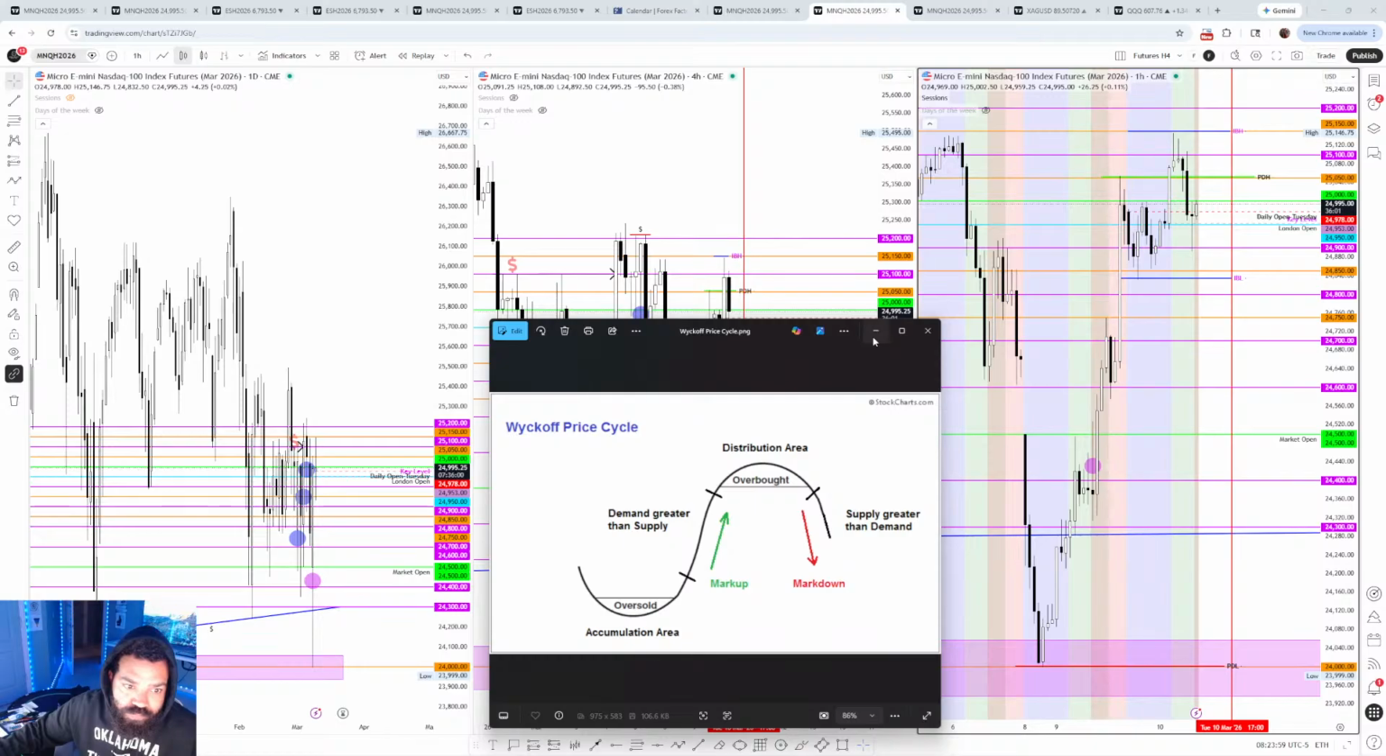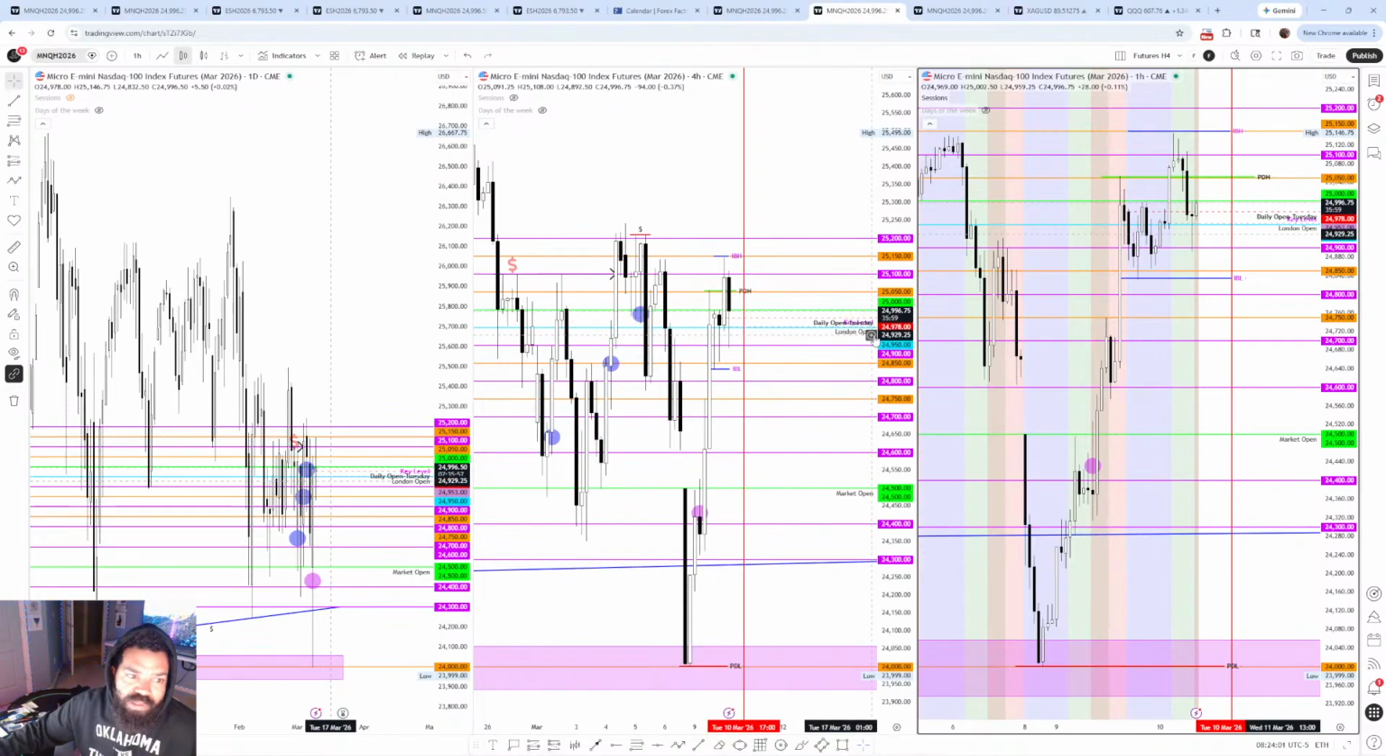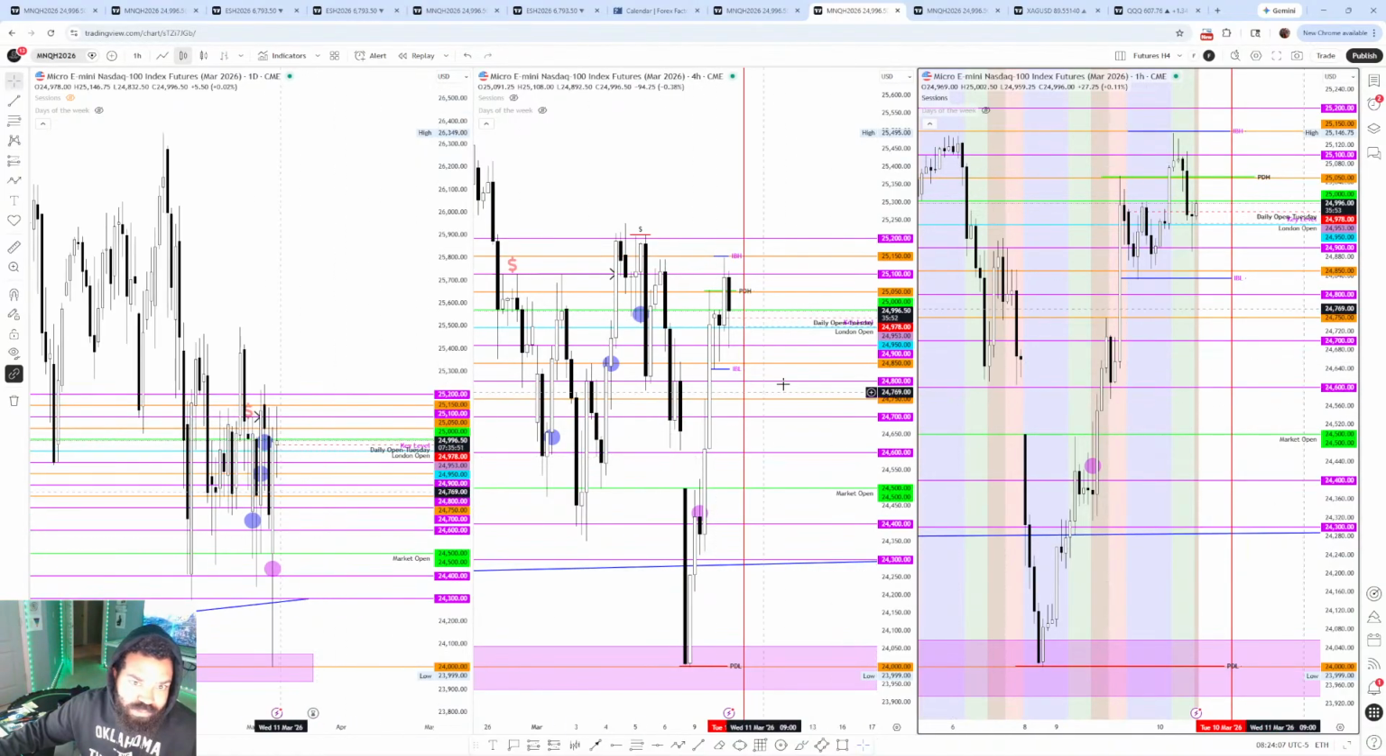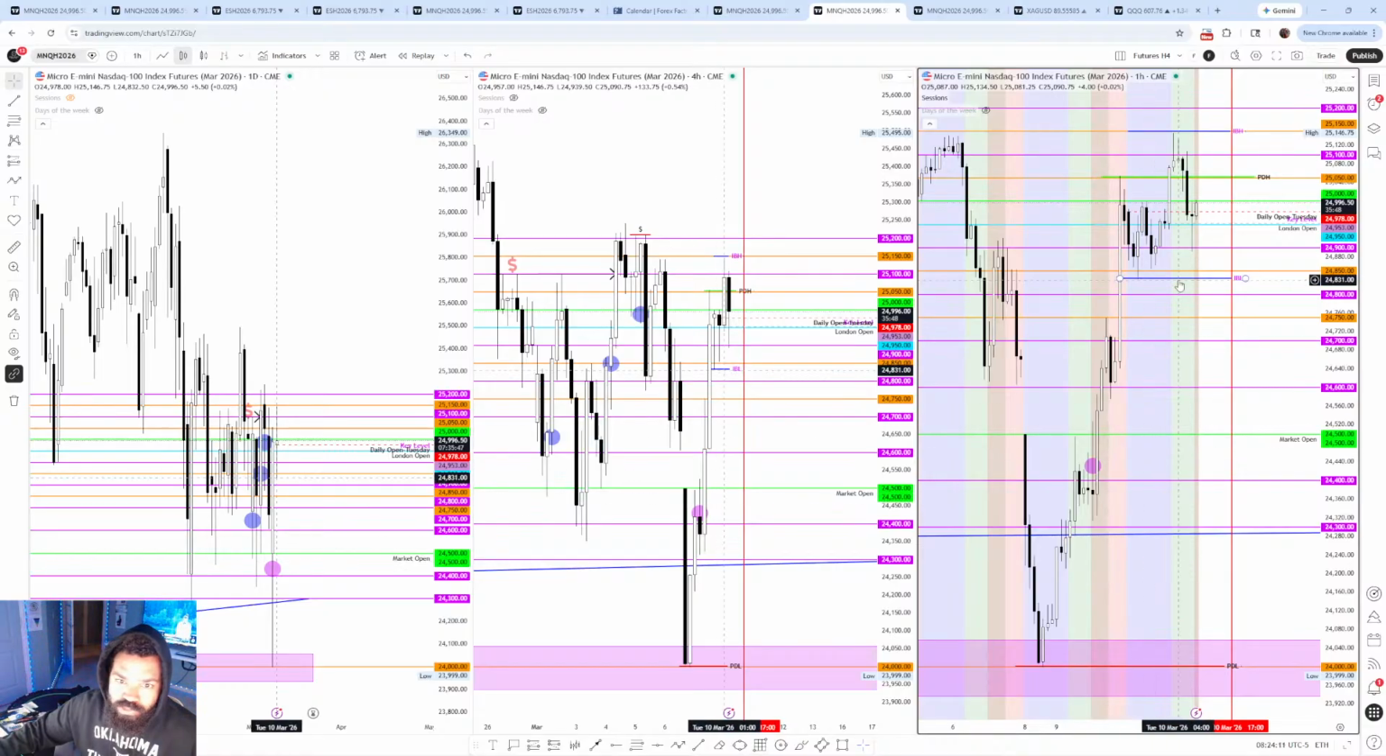So bias for me as of right now, like I said, is we could see price roll back over, right, because of where we're at based on location, and we also could see continuation of this area. So I'm going to be locked in.